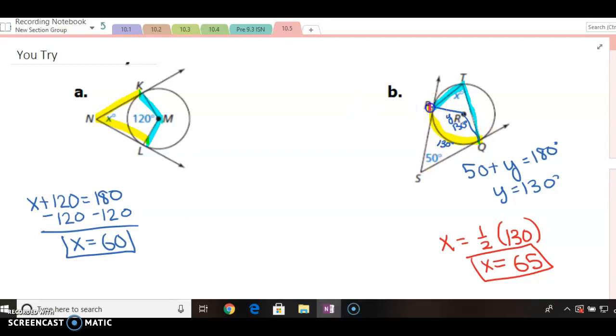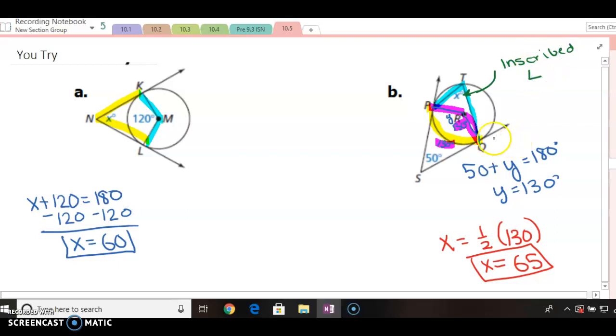So this 50 degrees, and I went ahead and drew this central angle right here. Both of those have to be supplementary, which means that central angle is 130 degrees. And if the central angle is 130, the measure of the arc has to be 130 as well. And then we know that angle T is an inscribed angle, which means that it's half the measure of its intercepted arc. So 130 divided by 2, or 1/2 times 130, same thing. You should have gotten that x equals 65.